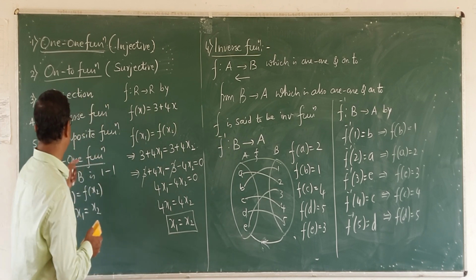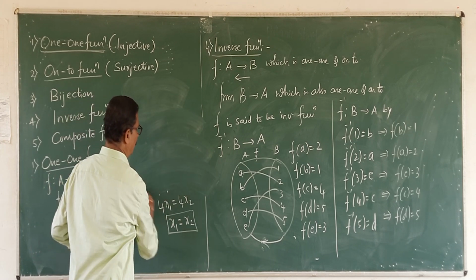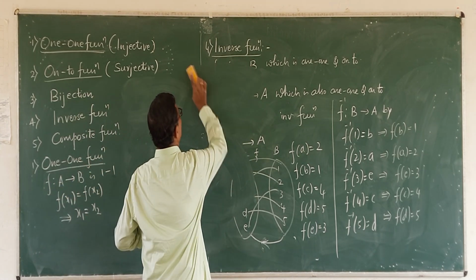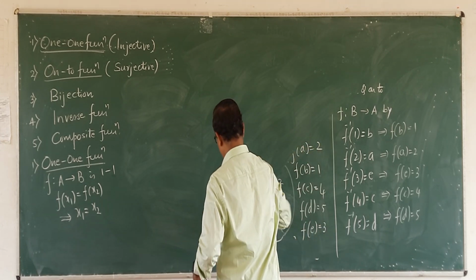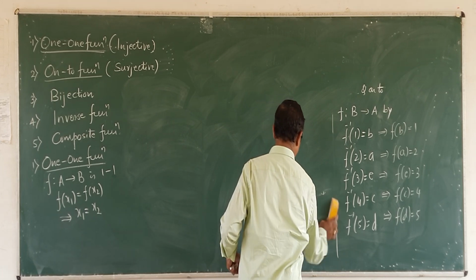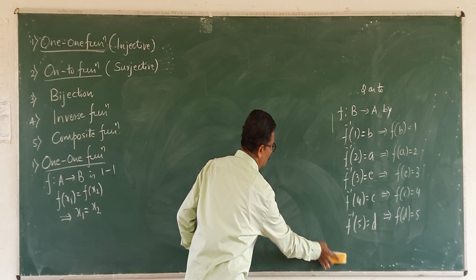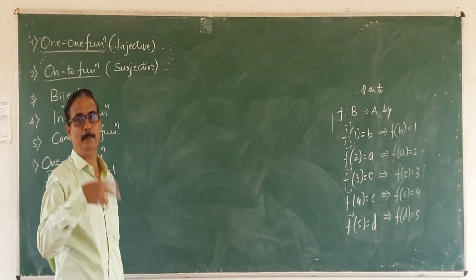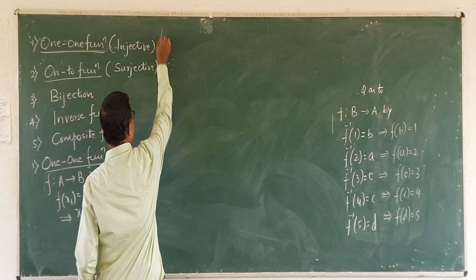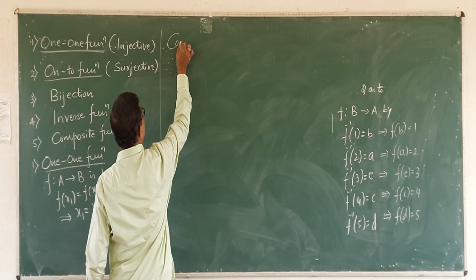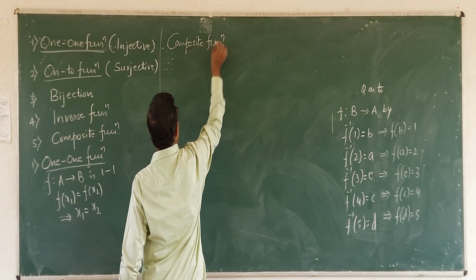Okay students, then the last type, that is composite function. Define composite function. The composite function is nothing but just like the transitive relation. You know the definition of transitive relation. What is that? A relation R in a set A is said to be transitive if (a,b) belongs to R, (b,c) belongs to R, then (a,c) belongs to R. Same concept here. Define composite function.